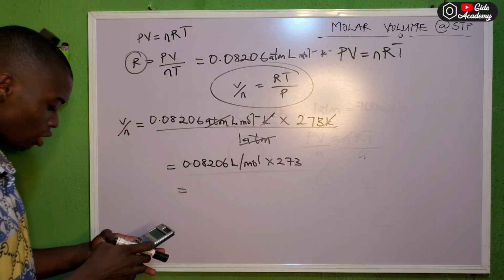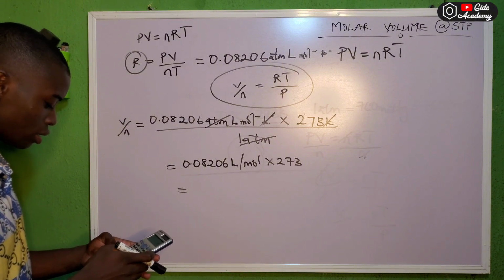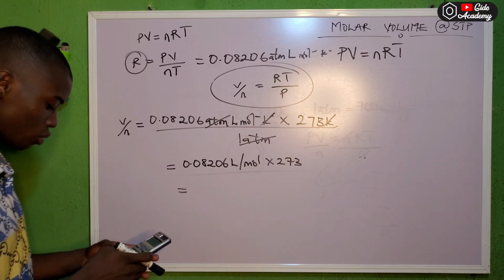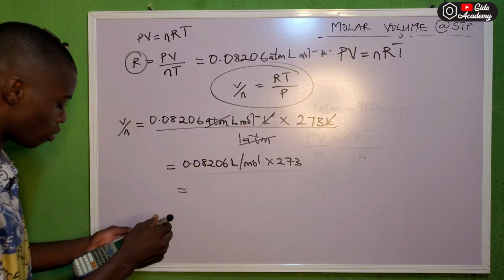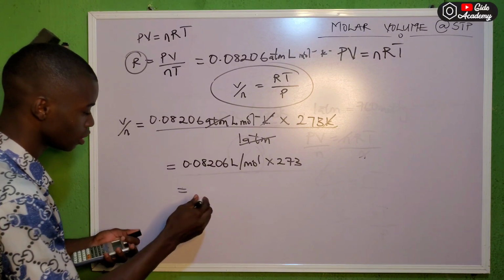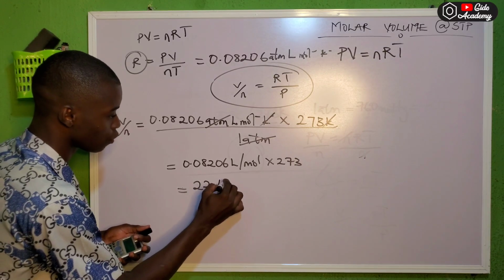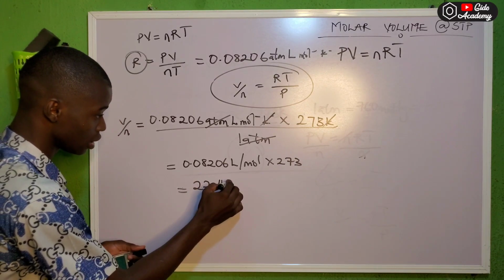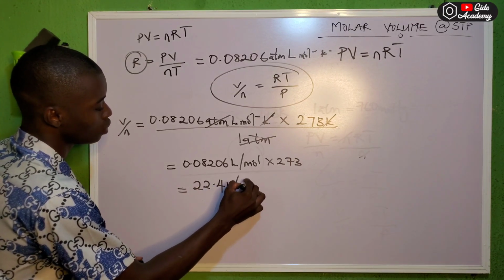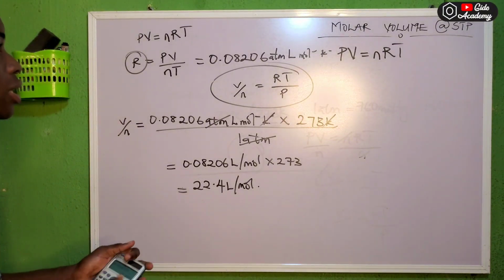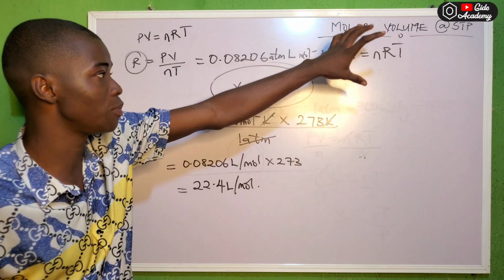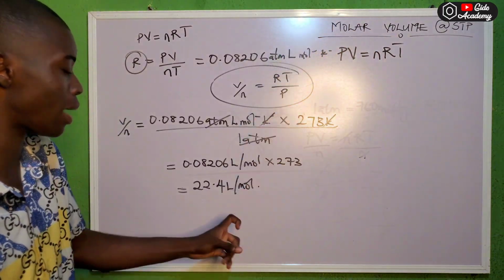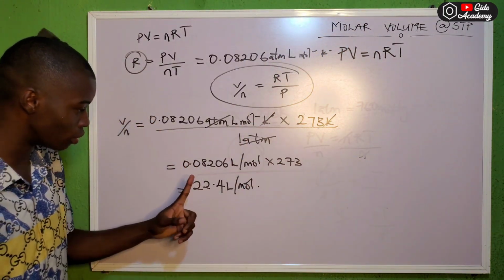If I have 0.08206 times 273, we have 22.4 liter per mole. So that is to say, like I said, the molar volume of a gas at STP is the volume of a gas that is occupied by 1 mole.